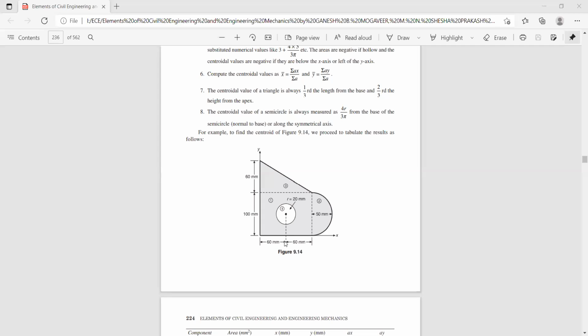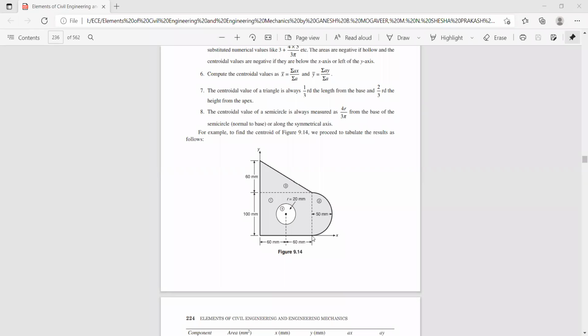So this is at a distance of 60 millimeters from the y-axis. Now similarly, we have to find y1, y2, y3 and y4. So y1 is always measured with respect to the x-axis. So for this rectangle, half of this rectangle is y1, which is 50 millimeters.